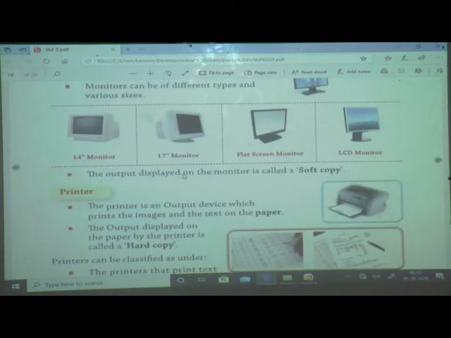The output displayed on the monitor is called a soft copy. What you are watching now is called a soft copy. You can see this on the monitor, but we can't touch it. That type of output is called a soft copy.